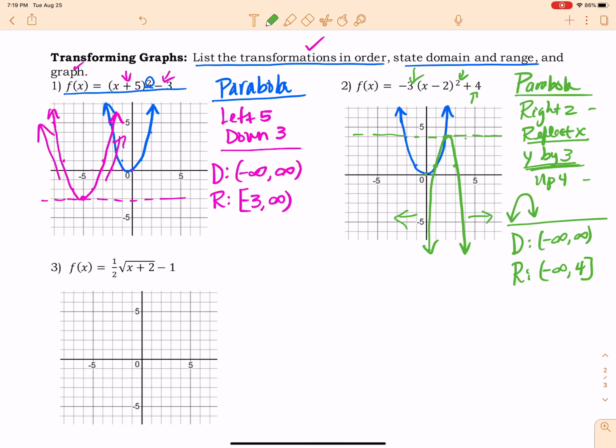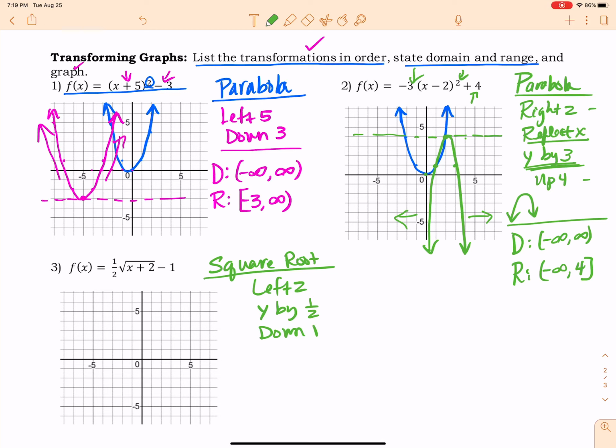Okay, and our very last example, the dreaded square root. Dun, dun, dun, dun. So the square root function. Okay, so here we have a shift of left 2, and order is very important this time, so we have to move it left 2 first. And then y changes by 1/2, and then it moves down 1.